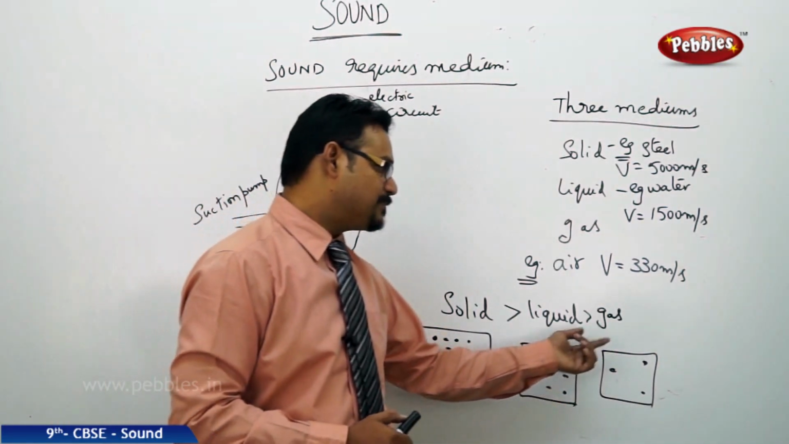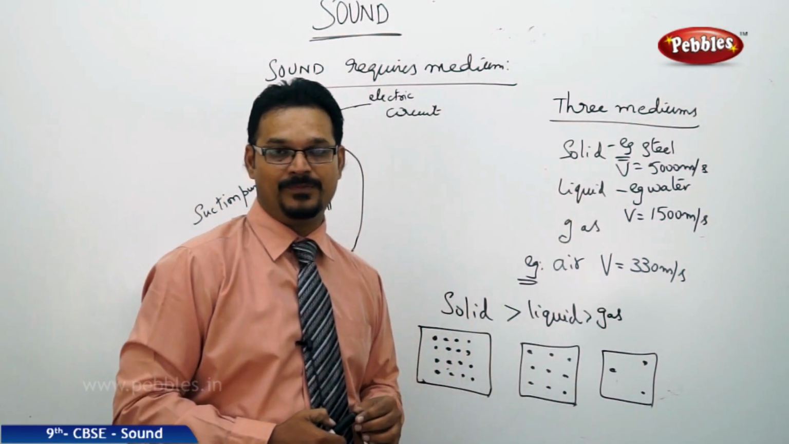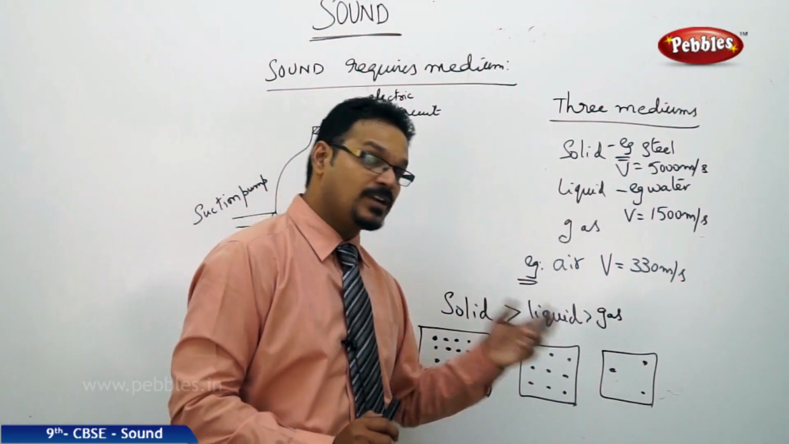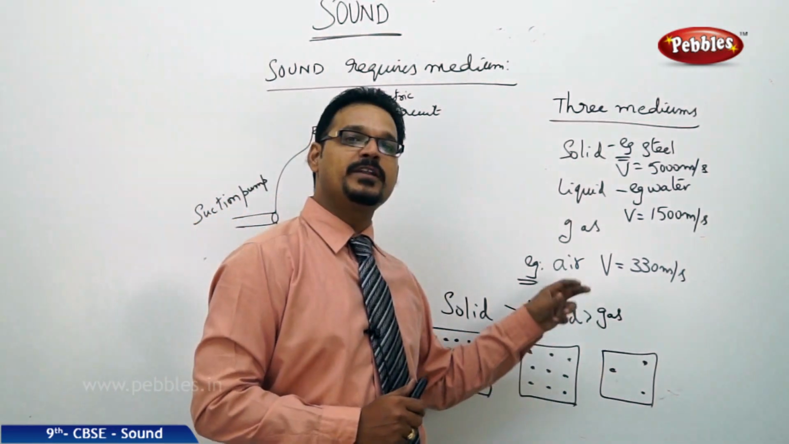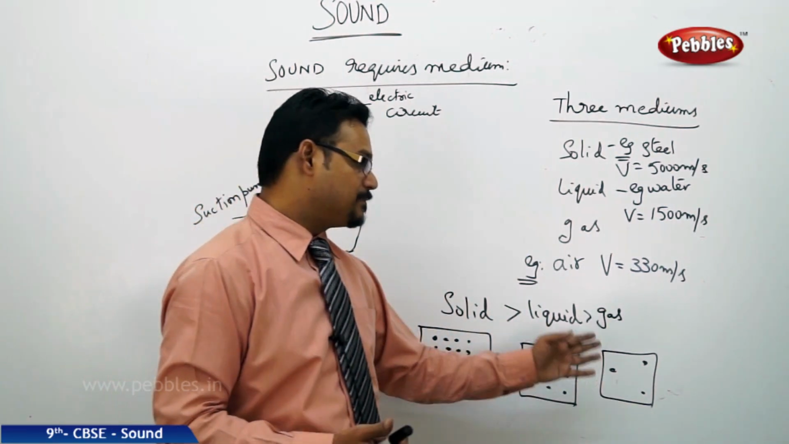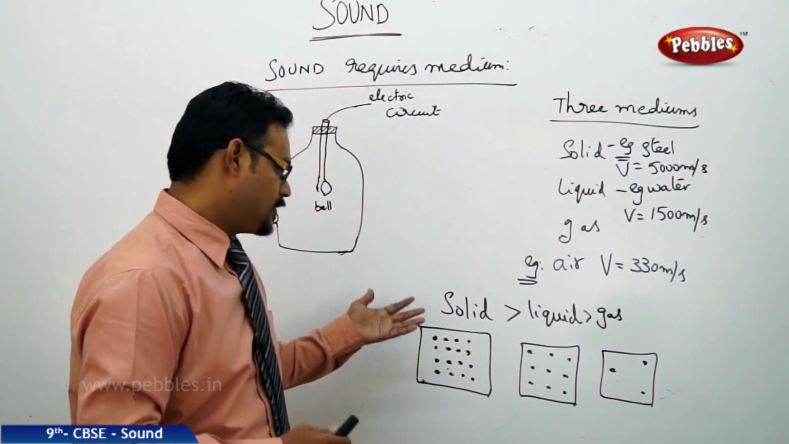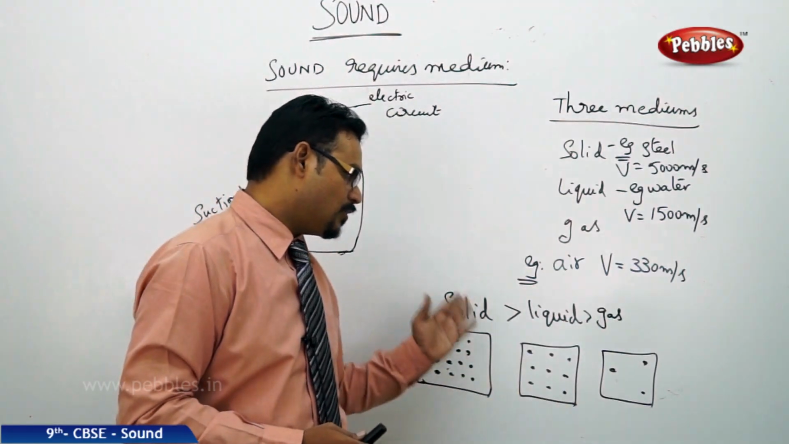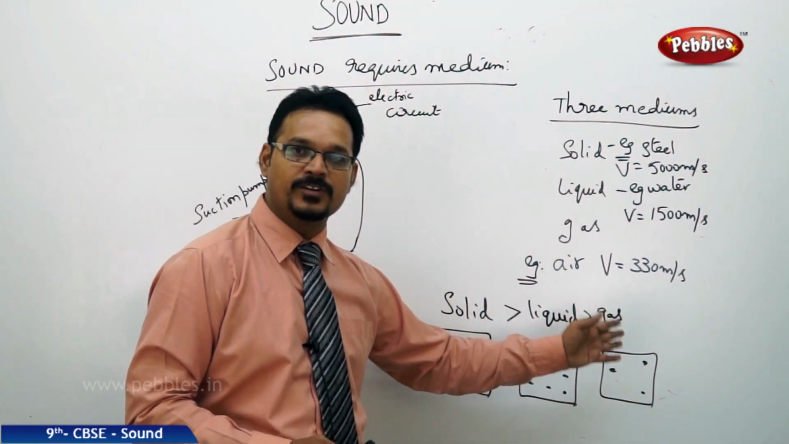But if you want to increase the speed of sound in gas, what do you need to do? As I have mentioned, you need to increase the temperature. When you increase the temperature, the particles start vibrating very fast. When the particles start vibrating very fast, sound also travels very fast. In that way, you can increase the speed of sound in the gas. Or else, in general, the speed of sound is greater in solids. And if you see the order, in solid the speed of sound is greater, then liquid, and then gas. So in gas the speed of sound is less.